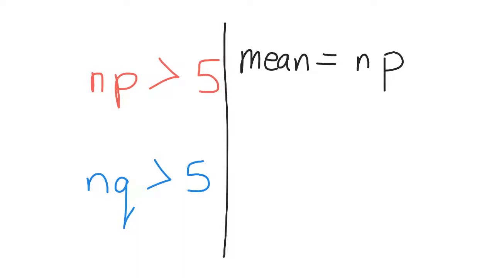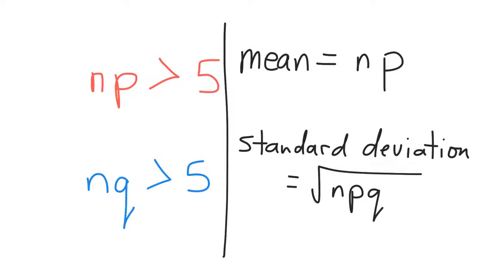In order to use a normal distribution to model a binomial distribution, you can approximate the mean by simply using n times p, and you can approximate the standard deviation by taking the square root of n times p times q.